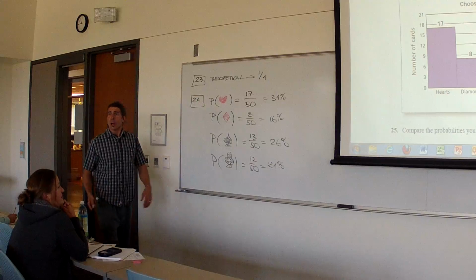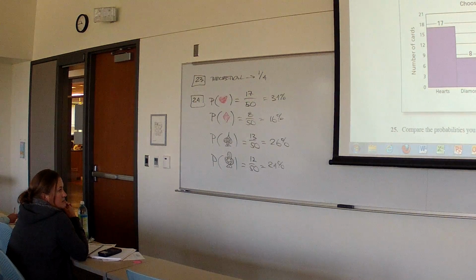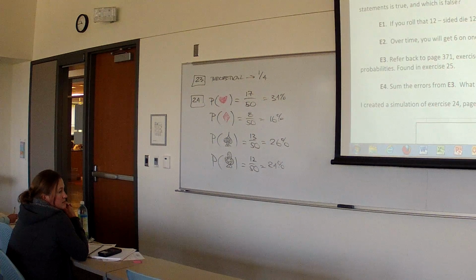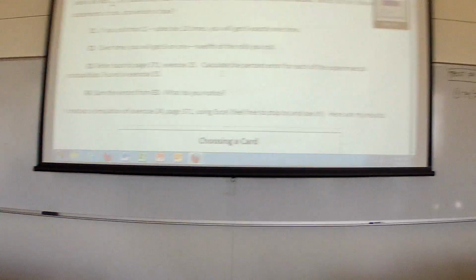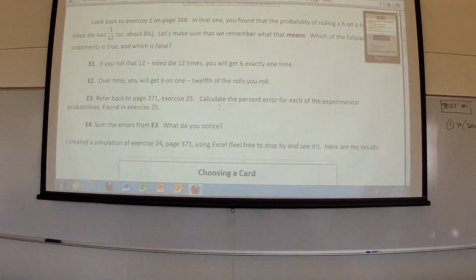Okay, cool. So now we're down. Hang on. Let's figure out what we're doing now. We got that. Percent error. Here we go. Percent error. That's what we were trying to work on. Okay, so now we're working out the percent error for the experimental probabilities found in exercise 25.